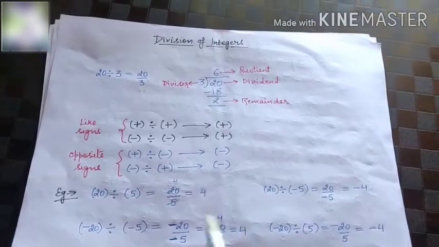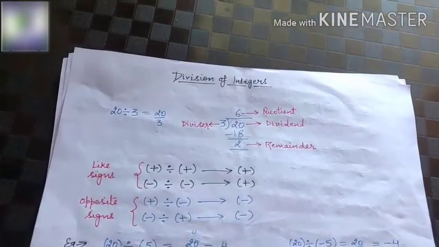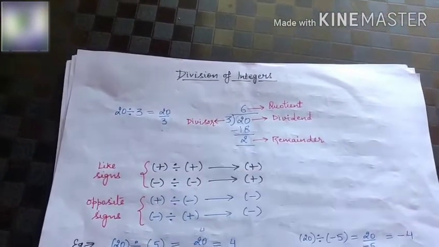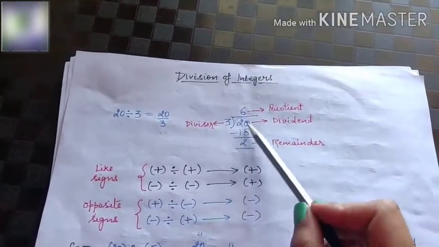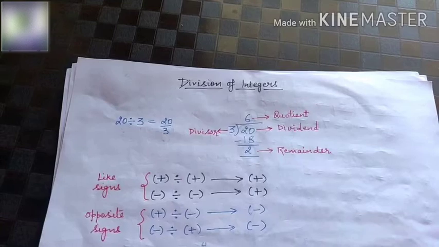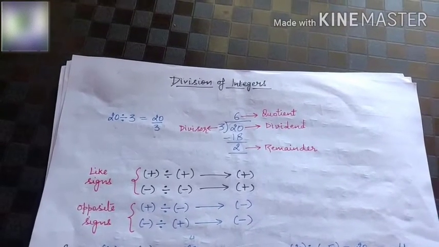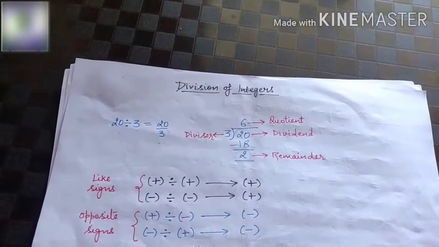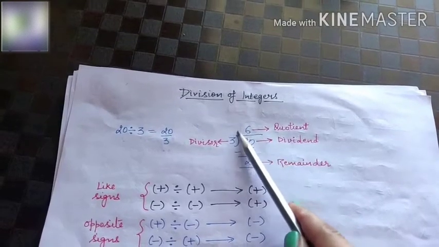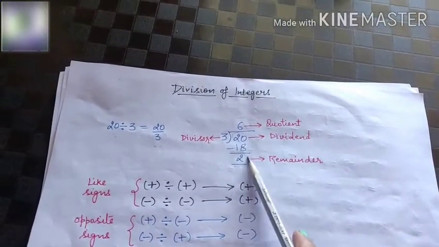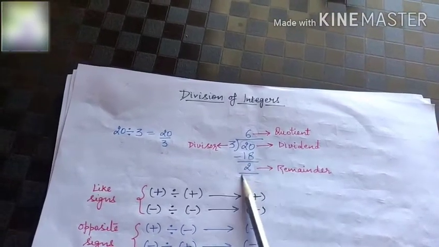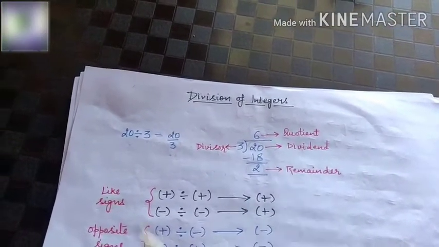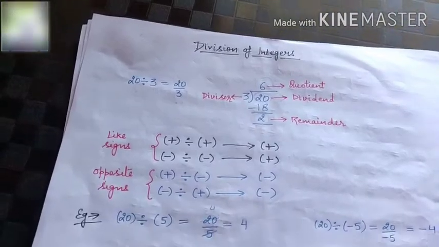For example, we divide 20 by 3. It can be written as 20 upon 3. The number which is divided, 20, is called the dividend. The number by which we divide is called the divisor. The answer we get after division is the quotient, and the leftover number is called the remainder. So the remainder here is 2, the quotient is 6, the dividend is 20 and the divisor is 3, right?